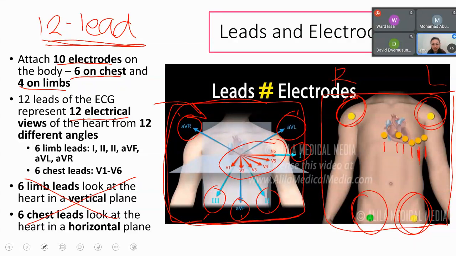So is that clear before I move on? Because you need this knowledge today. Do you guys get that? The difference between electrodes and the leads, okay? Electrodes are the physical things you attach to the person's body. The leads are the different electrical views of the heart.